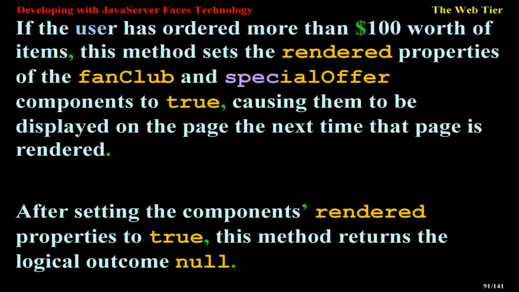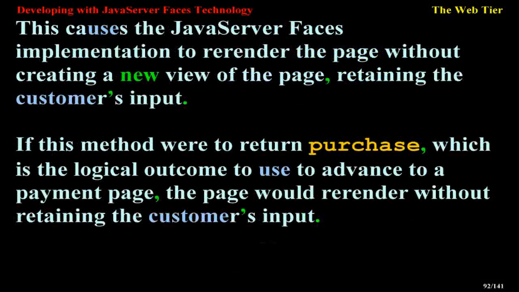If the user has ordered more than $100 worth of items, this method sets the rendered properties of the fan club and special offer components to true, causing them to be displayed on the page the next time that page is rendered. After setting the component's rendered properties to true, this method returns the logical outcome null. This causes the JavaServer Faces implementation to re-render the page without creating a new view of the page, retaining the customer's input. If this method were to return purchase, which is the logical outcome to use to advance to a payment page, the page would re-render without retaining the customer's input.